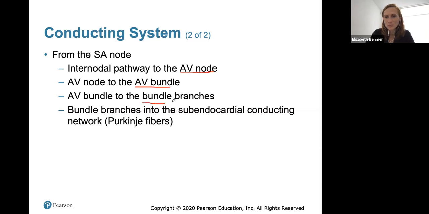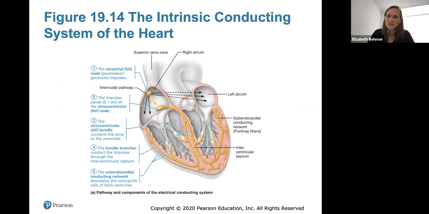The AV bundle will branch into bundle branches. Lastly, the bundle branches will branch into all these Purkinje fibers, which take the electrical signal to all the cardiac muscle cells in the heart. So here's the intrinsic conduction system of the heart and the pathway of these electrical impulses, starting in the SA node, going to the AV node, and then traveling through bundle branches up into the walls of the heart.